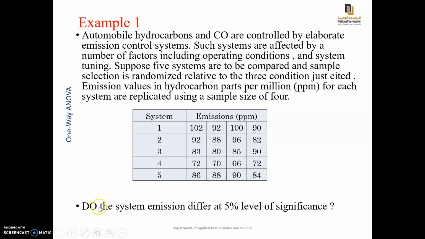So the question is, do the system emissions differ at 5% level of significance? What you have done previously in testing the hypothesis is exactly the same as what you are going to do in Anova, but you are going to use a different distribution because you are going to use variance in order to compare the population mean between the 5 systems. So here we have 5 systems. So with more than 2 groups, whenever you're comparing, you must use Anova.